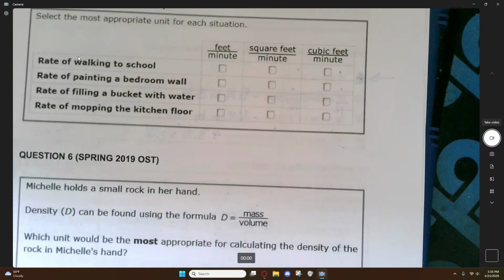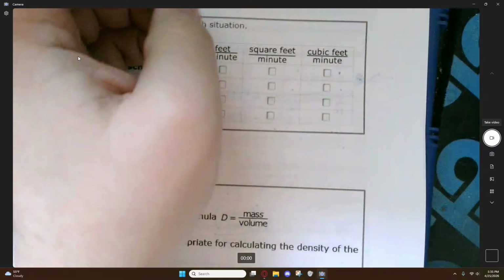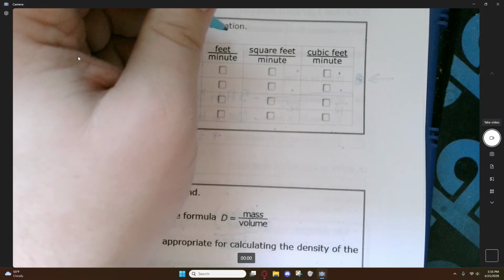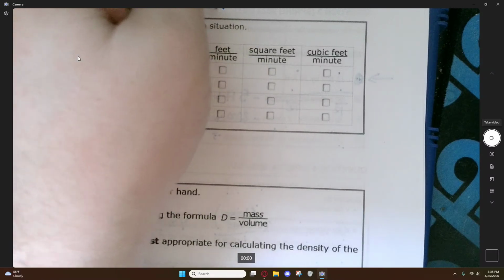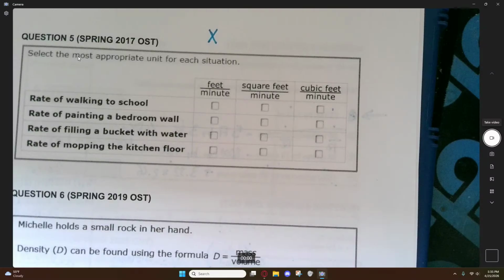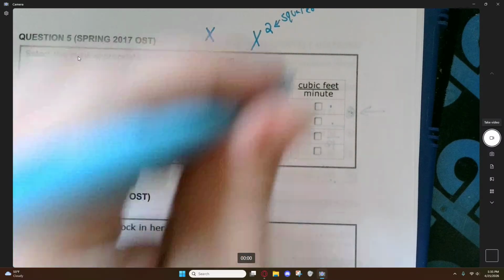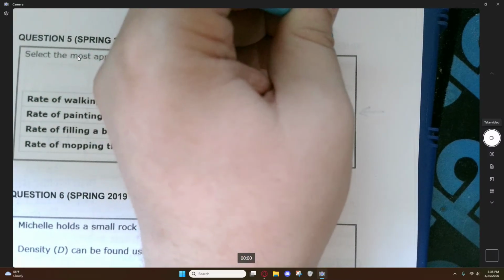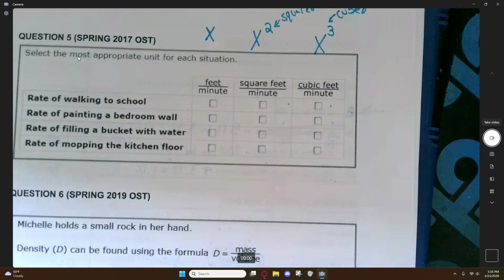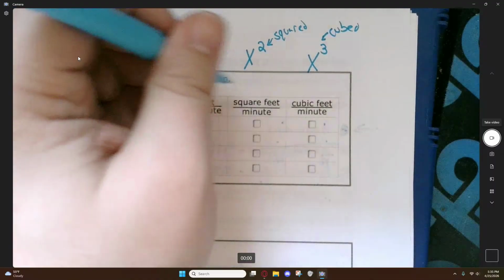Question 5. Select the most appropriate unit for each situation. We have feet per minute, square feet per minute, cubic feet per minute. So here's how I remember this, okay? When you talk about exponents, if you don't have an exponent, it would just be 1, right? You don't list it. If you have an exponent of 2, we refer to that as x squared. So we go with square feet. If you have an exponent of 3, that's x cubed, or cubic feet, okay?